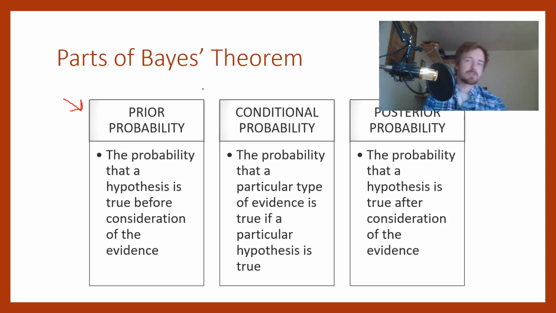It is your base rate before you look at any information about what the likelihood is of this information being true. And then finally we have the conditional probability. The conditional probability is the likelihood that some evidence that you're using is true.